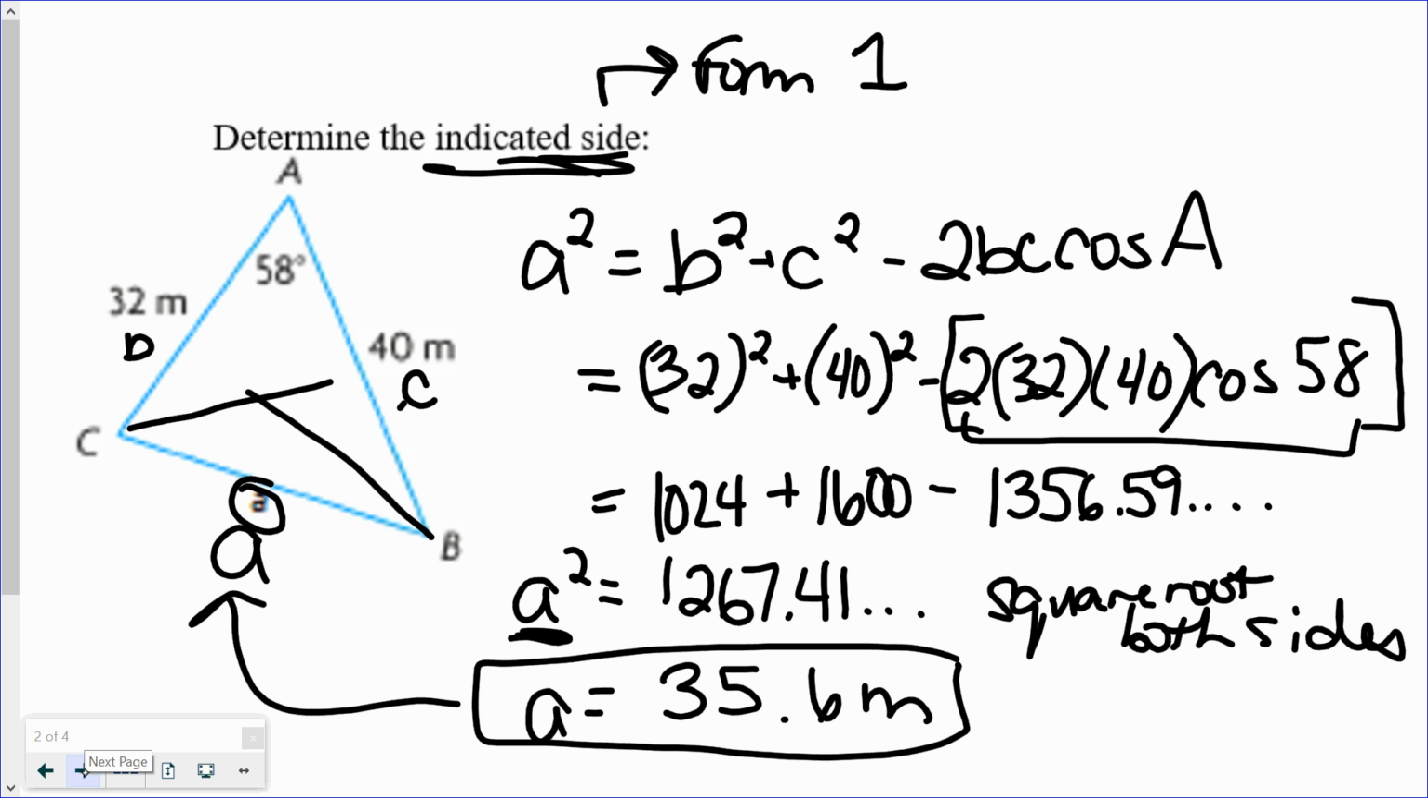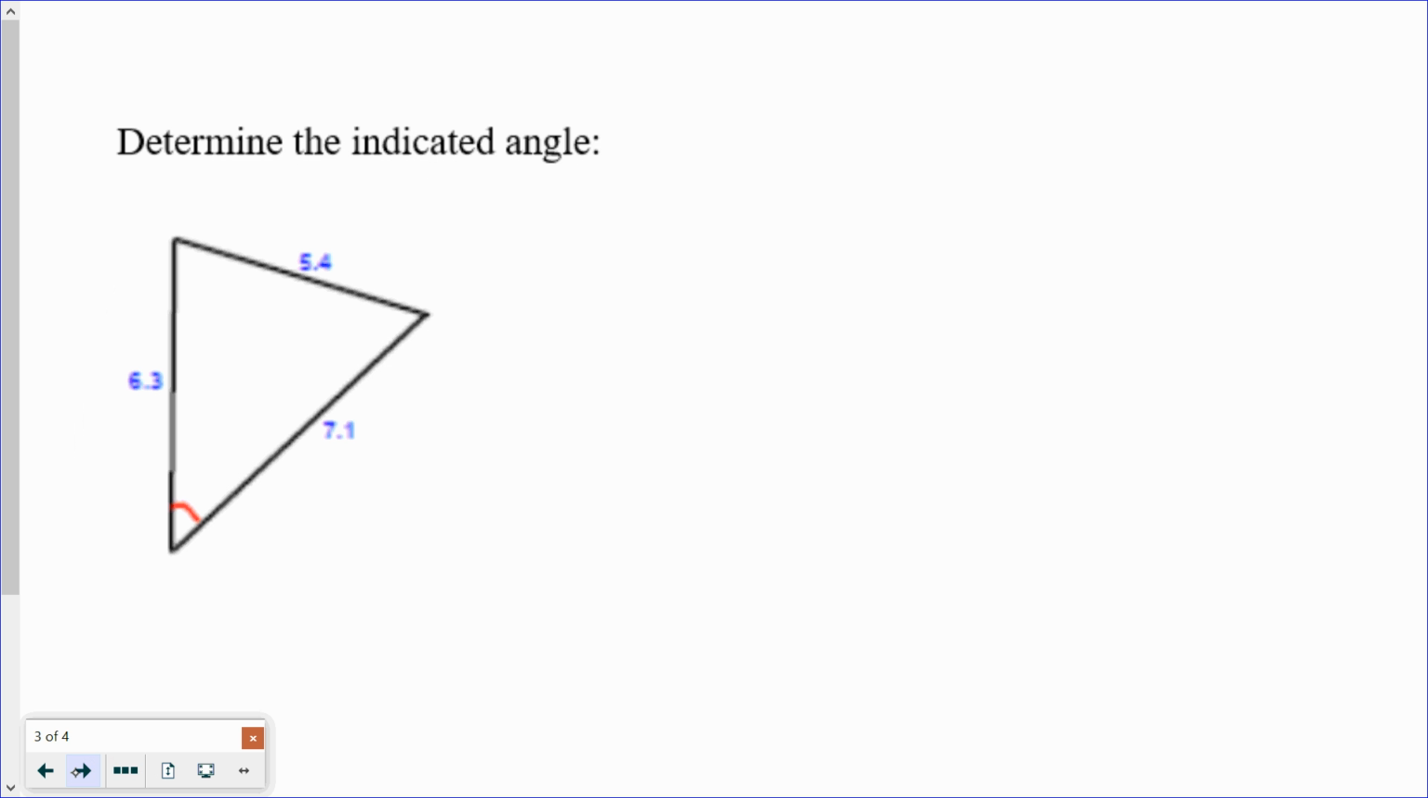So that's the cosine law, that's the form one. Obviously, I'm going to make you do the second form one time. So looking for an indicated angle or an unknown angle, this is form two.